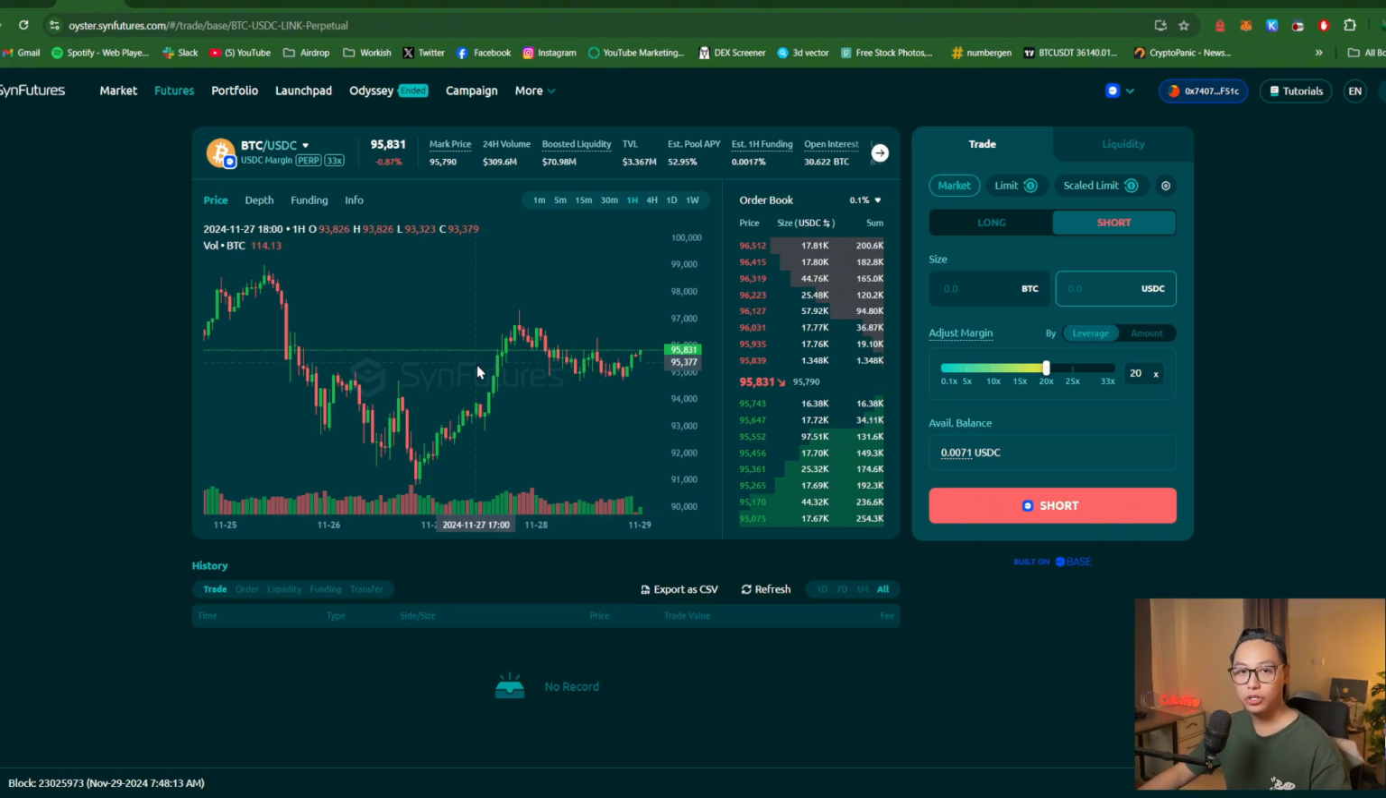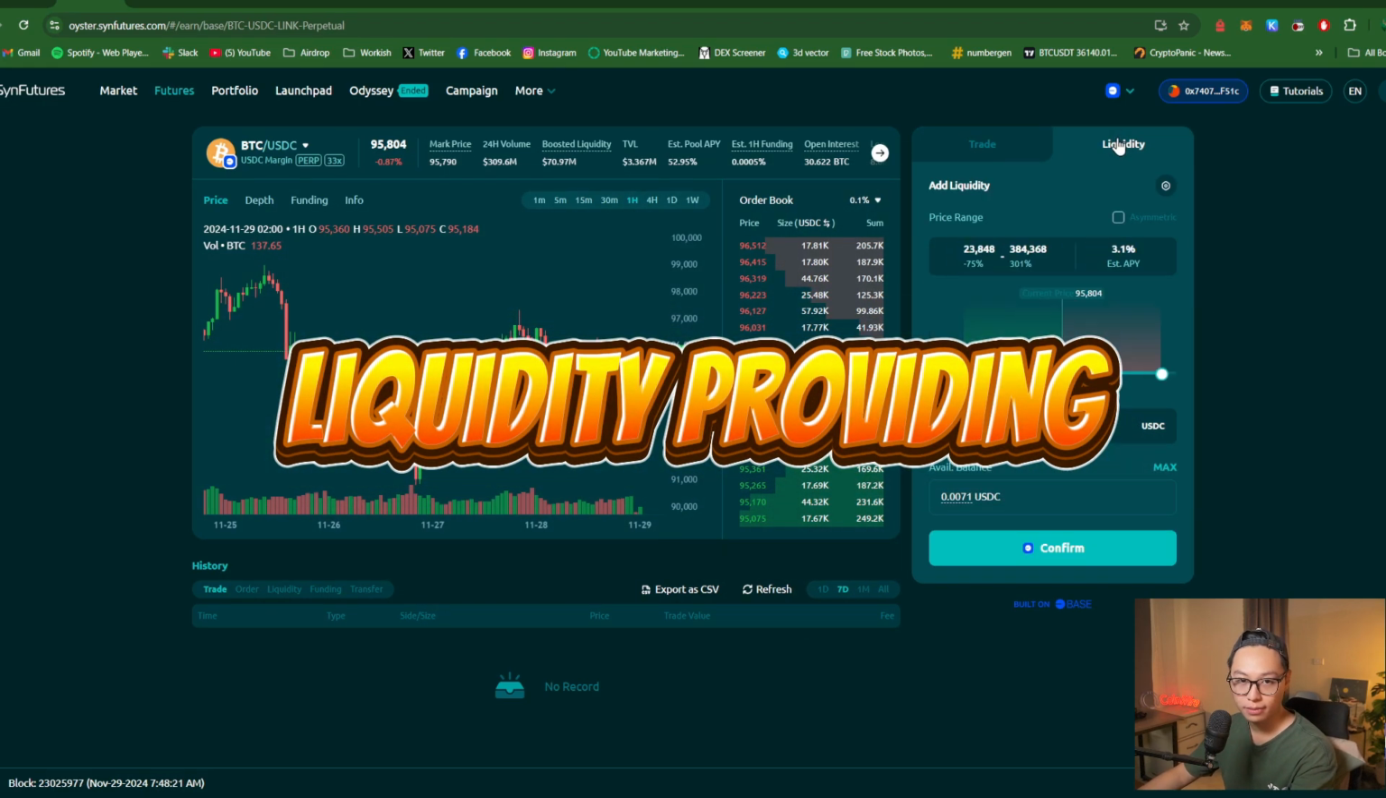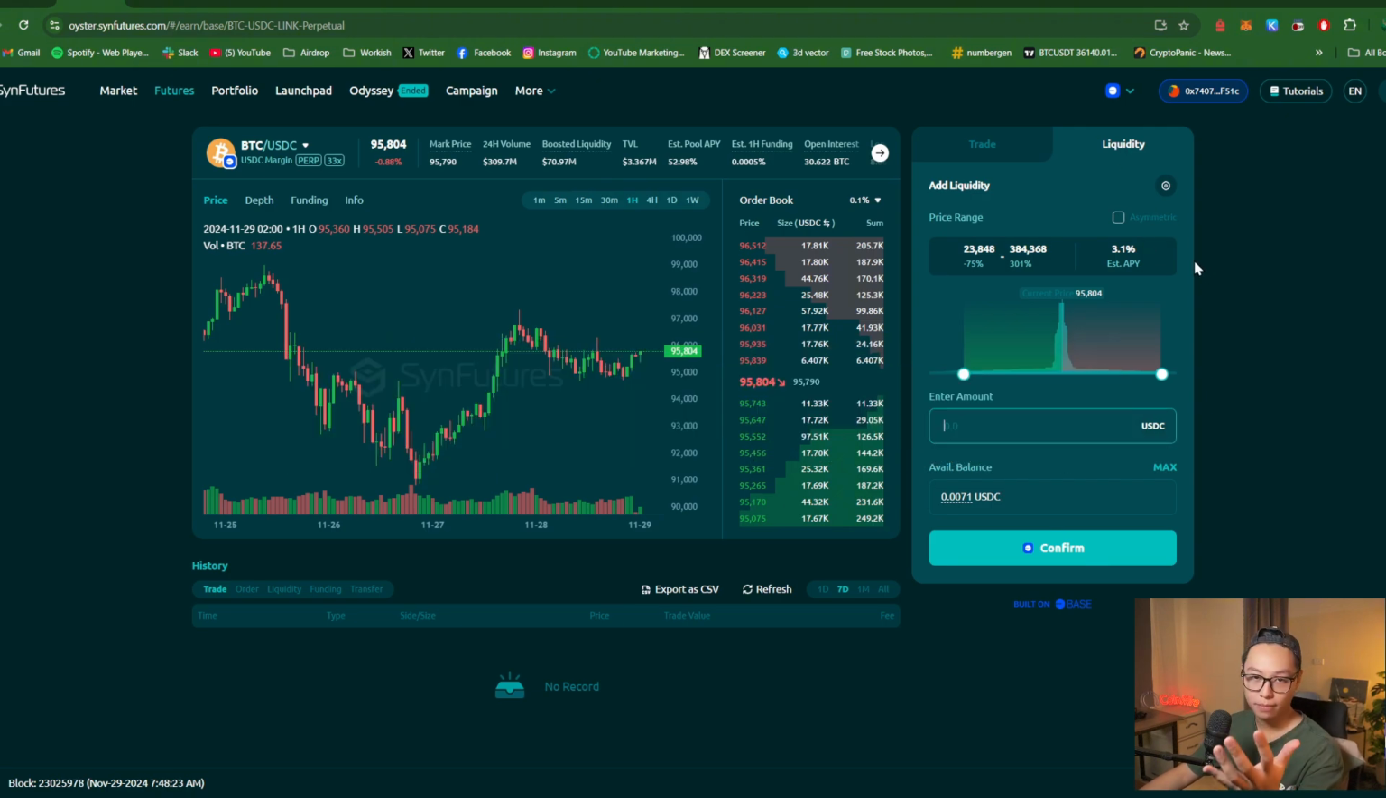The second feature of SynFutures, and this is going to be a little bit more complicated, is the liquidity side of it, right? So as we established, they have the fee 3, which is the Oyster AMM, allowing you to provide liquidity in a specific price range. You can choose. You can actually lose your money, lose your liquidity, if you are not careful.